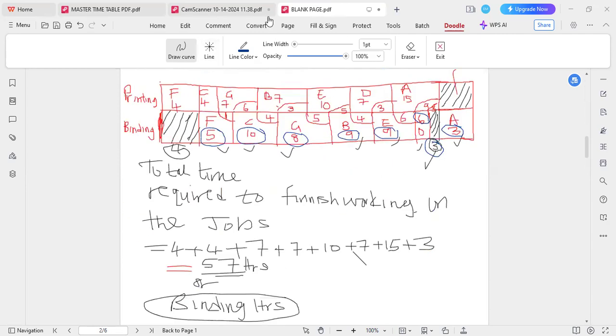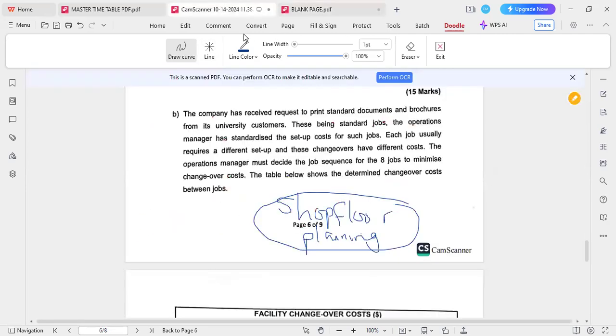So now we can get down to business. We can now look at question part B. The company has received requests to print standard documents and brochures from its university customers. These being standard jobs, the operation manager has standardized his setup costs for such jobs. Each job usually requires a different setup, and these changeovers have different costs. The operation manager must decide the job sequence for the 80 jobs to minimize the changeover cost, using the table below.